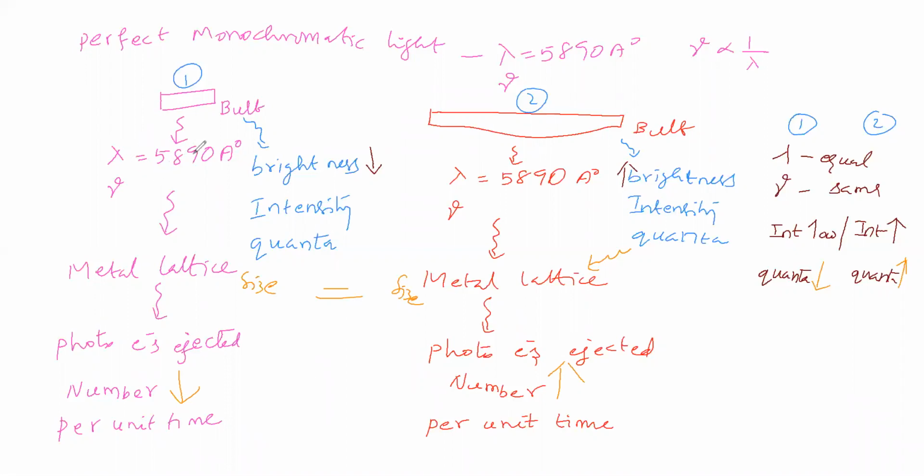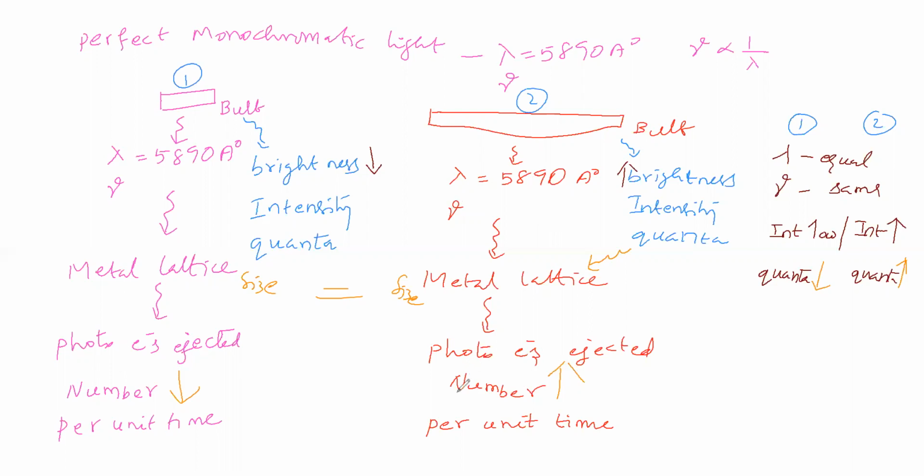First, wavelength: left side and right side are equal. Frequency: left side and right side are equal. Intensity: left side low, right side high. Number of photoelectrons ejected: left side low, right side high.